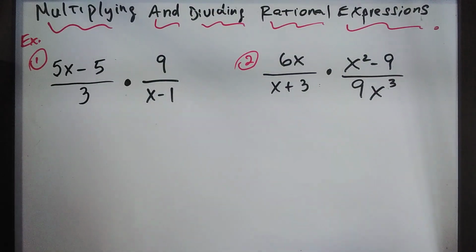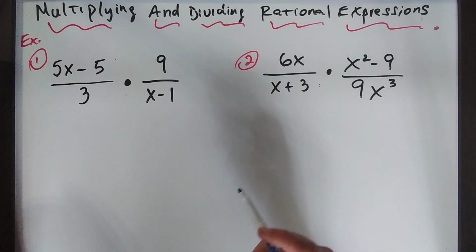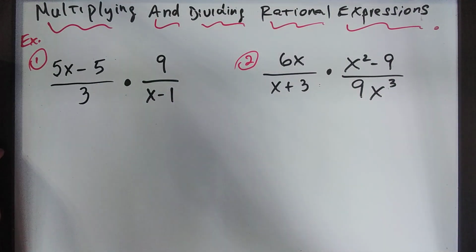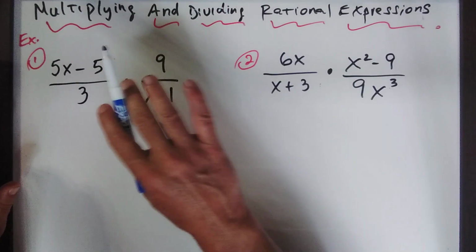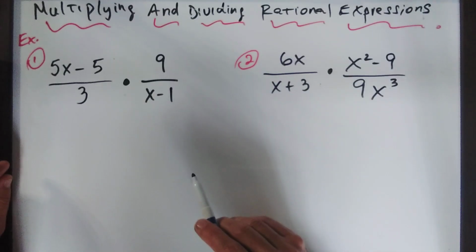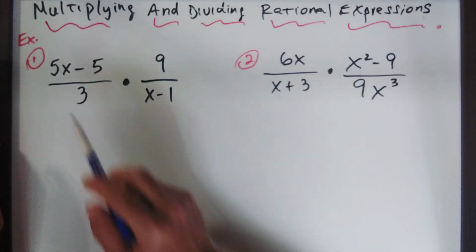Okay, so today we're gonna be multiplying and dividing rational expressions. All right, so it's very similar to just simplifying rational expressions. It's just that you're gonna have more things on top and on the bottom, but the concept is pretty much the same thing. Okay, so let's try to do this.